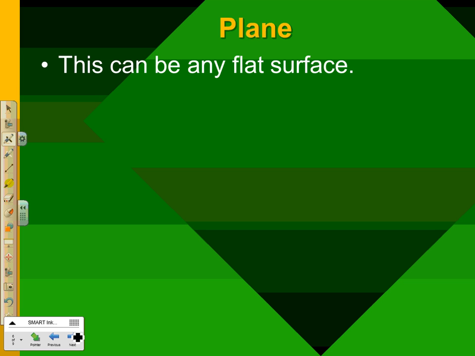So for our definition, we're going to say a plane can be any flat surface. A plane can be any flat surface. It's like a piece of paper I was holding up. A great example of what a plane can be. So look around the room. What are some other things that could count as planes? Your desktop, the tablet, the blackboard, the smartboard, floor, the ceiling, the walls. All that, they're flat surfaces. They could count as planes.